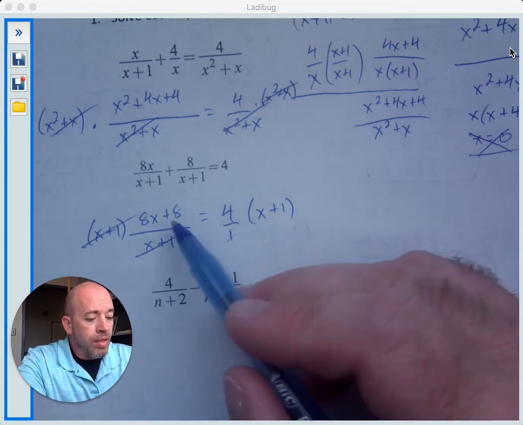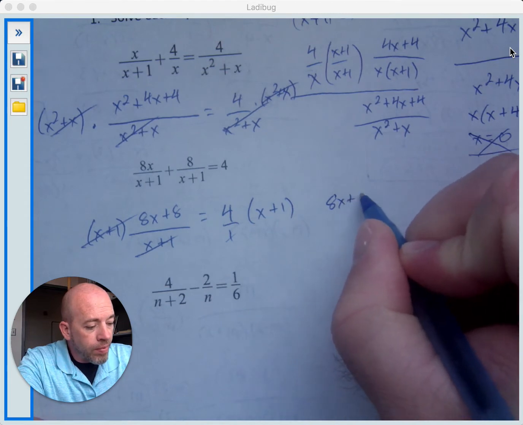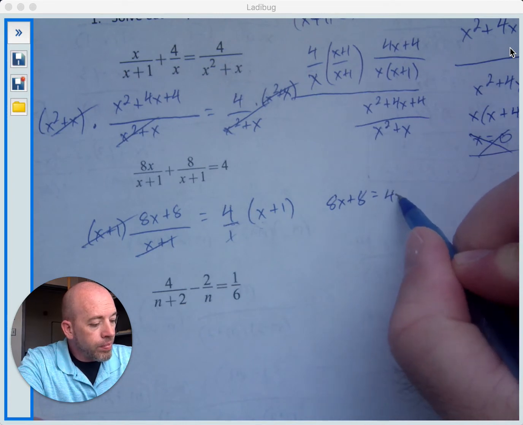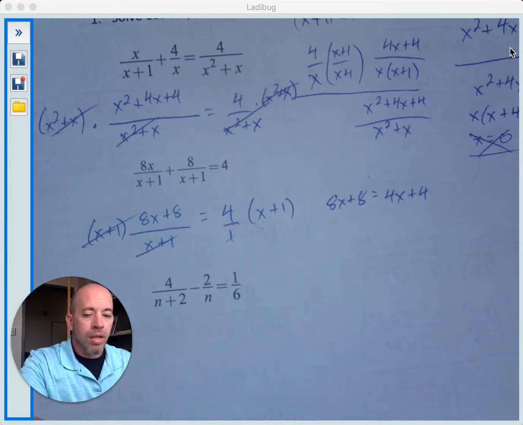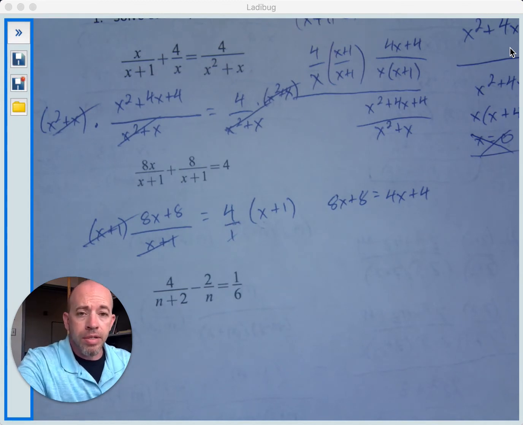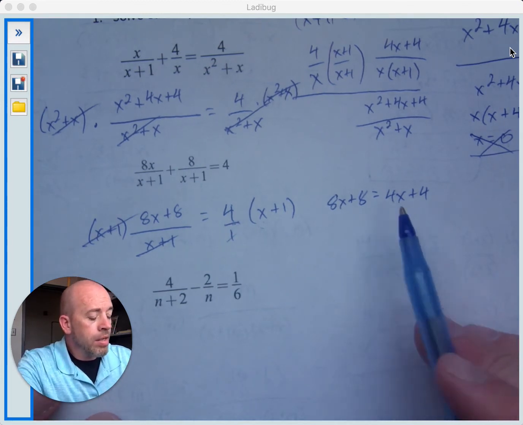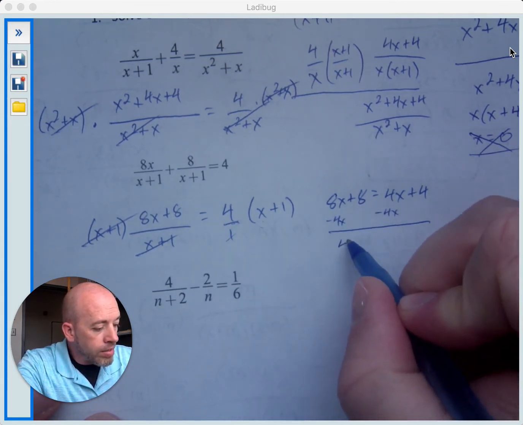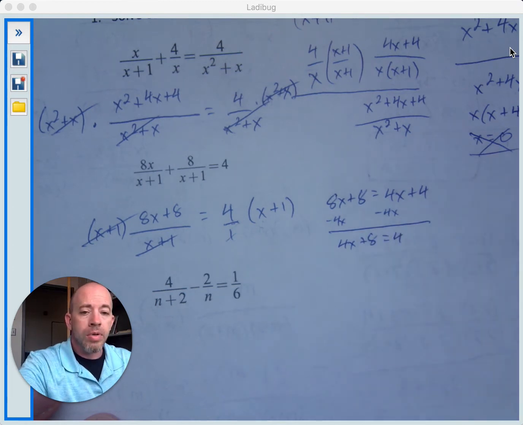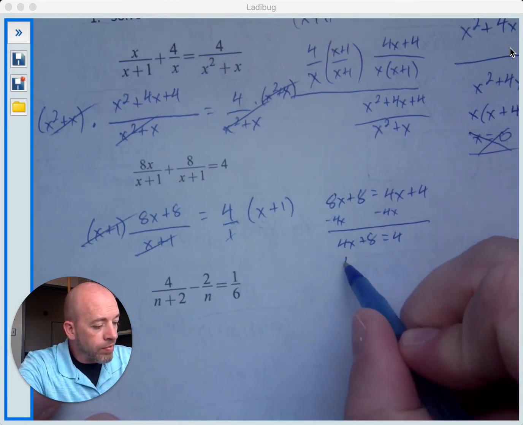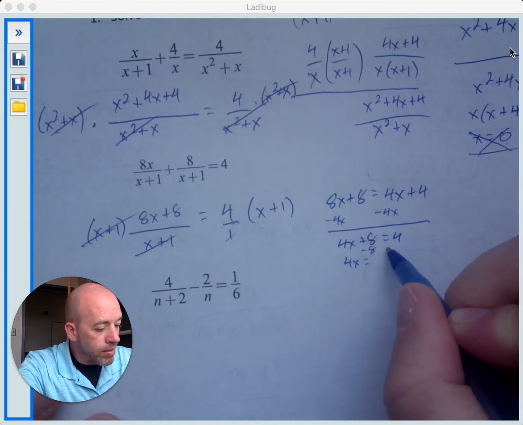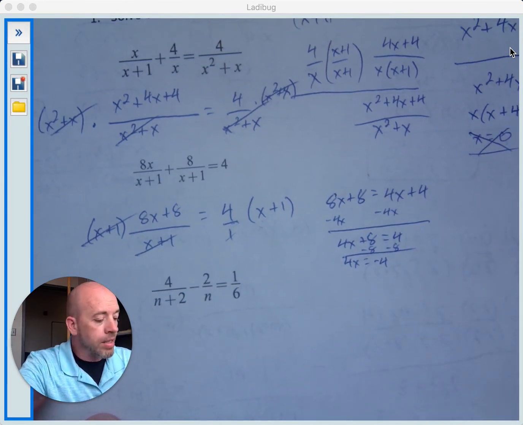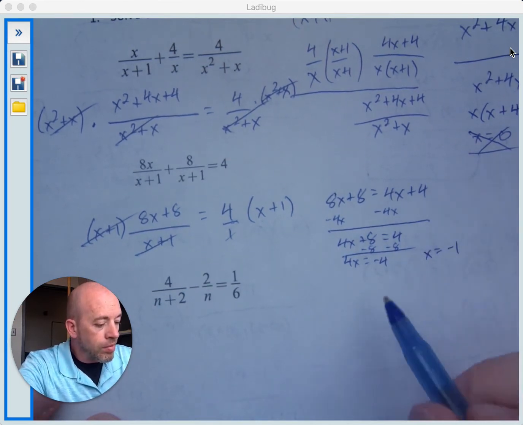We don't need the 1 there. So we have 8x plus 8 equals 4x plus 4. We distribute the 4, right? And we can solve that equation. It's a simple linear equation. Combine our x's together. So I'm going to subtract 4x. I get 4x plus 8 equals 4. We subtract the 8. We get 4x equals, if I subtract 8, show my work here, equals negative 4, right? Divide by 4 and we get x is negative 1. So divide both sides by 4.